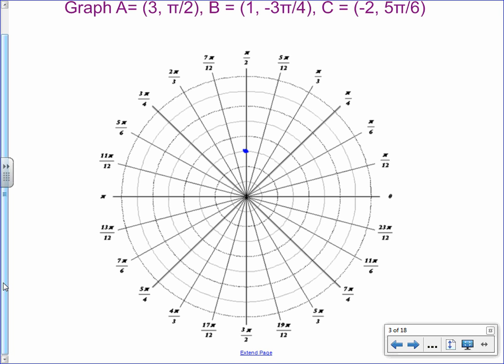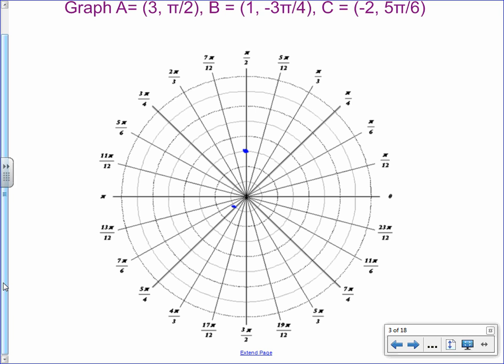Next, (1, negative 3 pi over 4). We rotate to negative 3 pi over 4, and he counts forward 1.